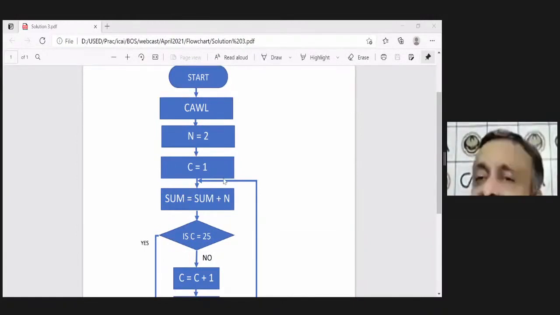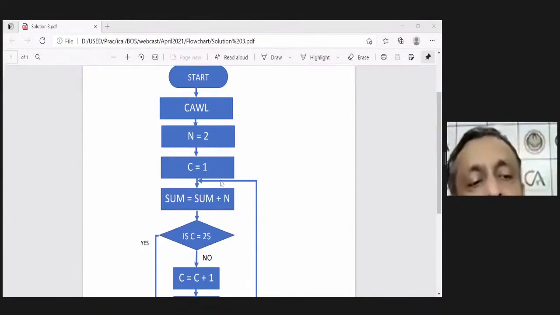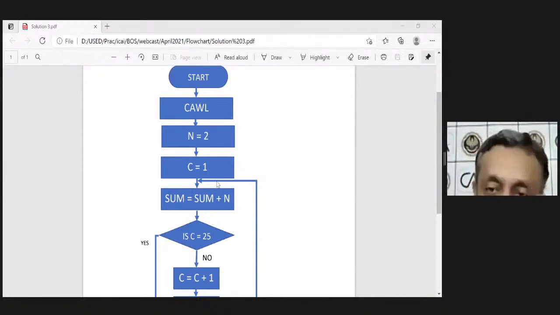Okay. So it appears Kiran is able to see. So just give an update whether you are all able to see the flowchart on Institute Live.